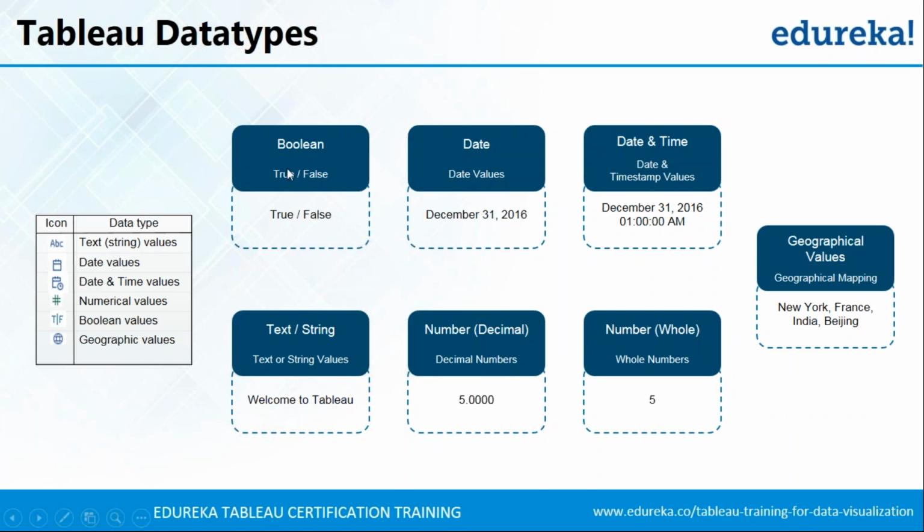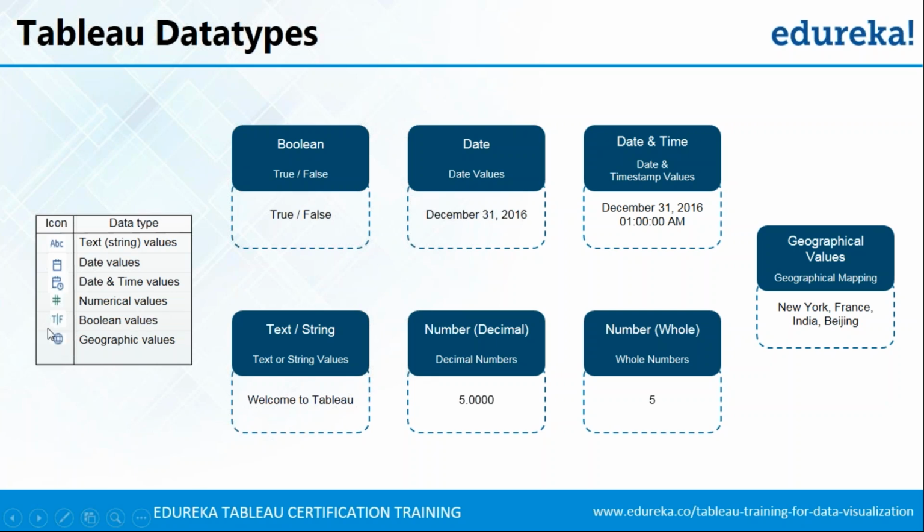Now you can also find out which data type is which with the icons over here. Every data type that Tableau supports is mapped with an icon. So if it's a text or a string value, you can see the icon is ABC. If it's only date values, it is represented with a calendar. And if it contains date and time values, it'll have a calendar with a little clock on it. When you talk about numerical values, both decimal and whole number, it is represented by a green hashtag.